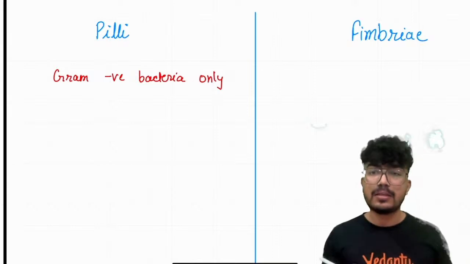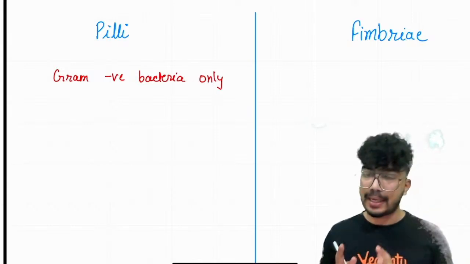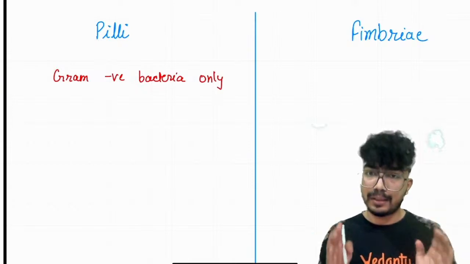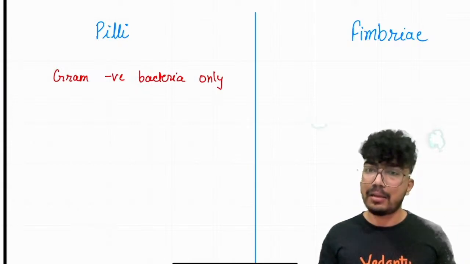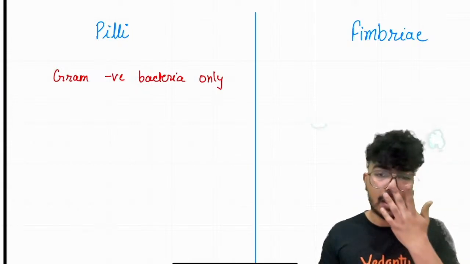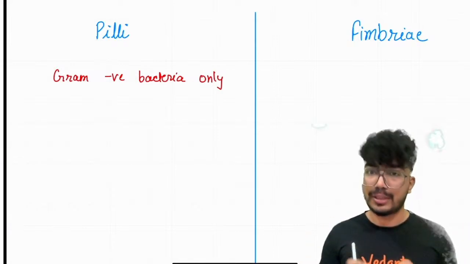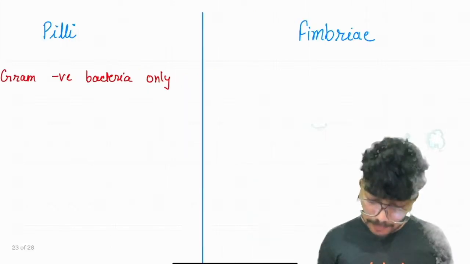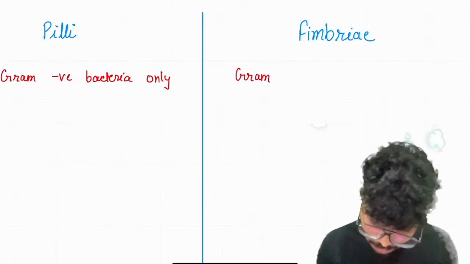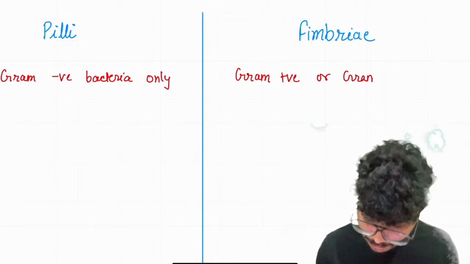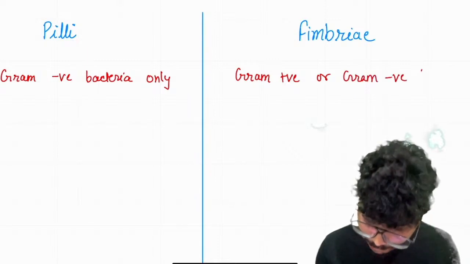Right, so in NSEJS, a question can be framed like: there was a bacteria that was having pili. This statement will demonstrate that the given bacteria is a gram-negative bacteria. So that's how they can incorporate various concepts in a single question, and that can really make you more confused. Now the fimbriae, gram-positive or gram-negative, can occur in both gram-positive and gram-negative bacteria.